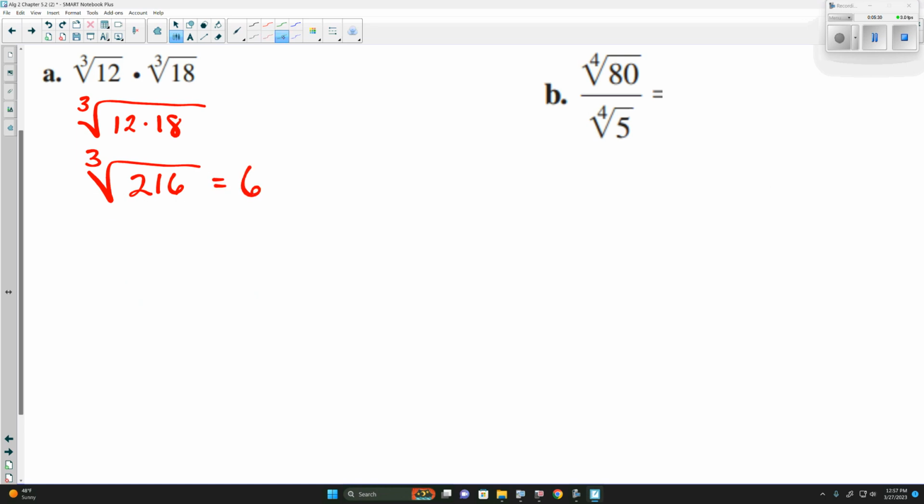Now the other way we could have gone about finding the cubed root of 216 is our prime factorization, our factor tree. So one number that we know is a multiple of 216 is 2. So we can say 2 times 108. Well, 108 is 2 times 54. 54 is 2 times 27. Well, we can't divide 2 into 27, but we can do 3, which is 3 and 9. And then we get 3 and 3.